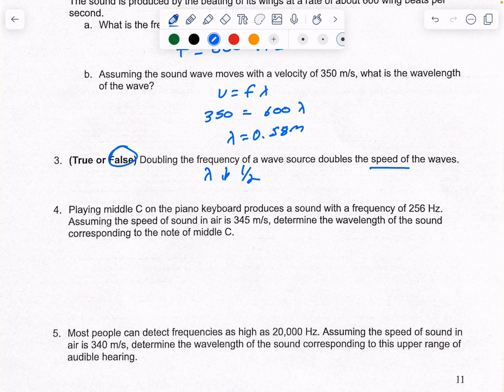Number 4, playing a C note on the middle keyboard produces a sound with a frequency of 256 hertz. Okay, there's your frequency. Now I know my speed of sound is 345. What is the wavelength? So all I'm going to do is plug in: 345 equals my frequency of 256 times wavelength. Divide both sides by 256 and you get 1.35 meters.